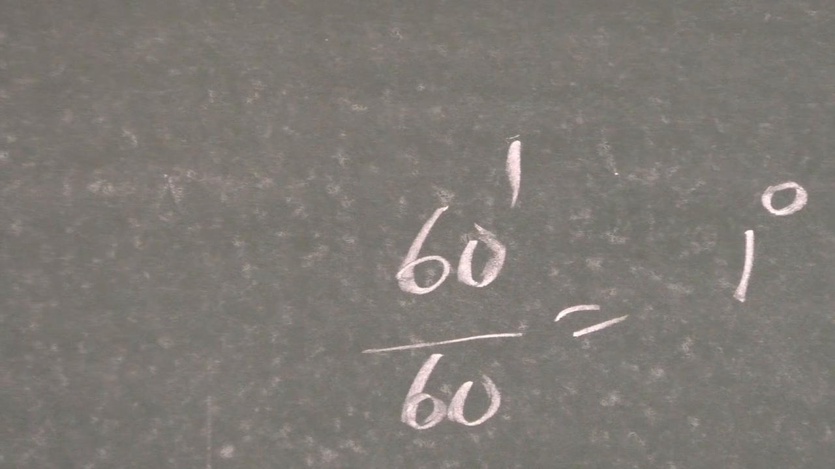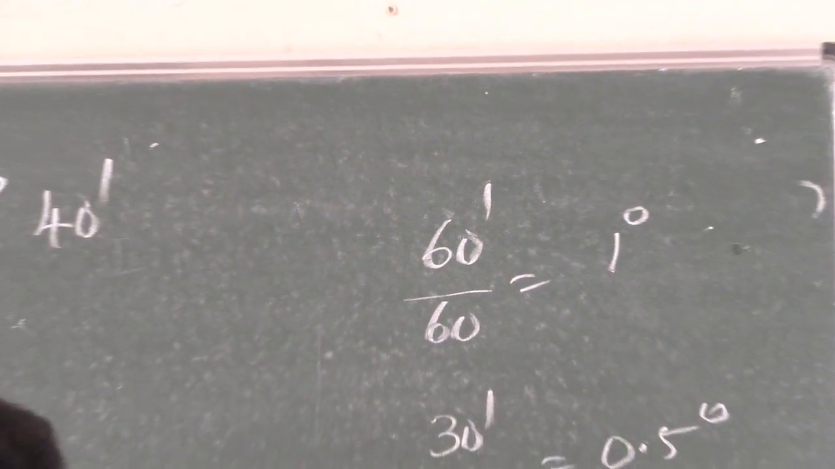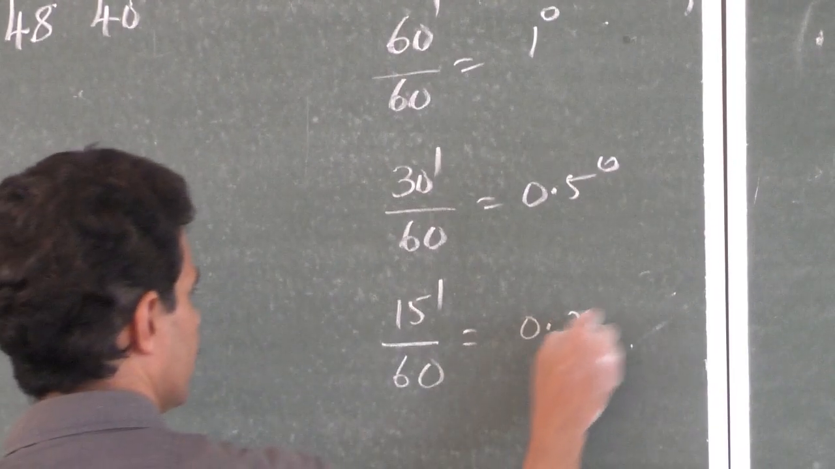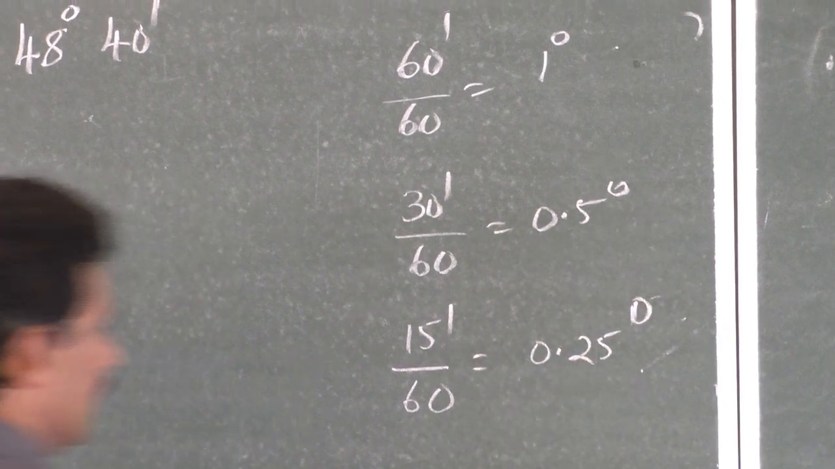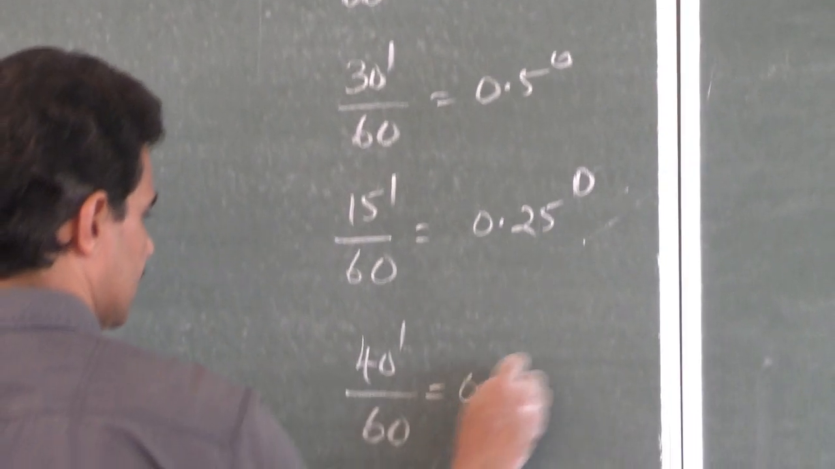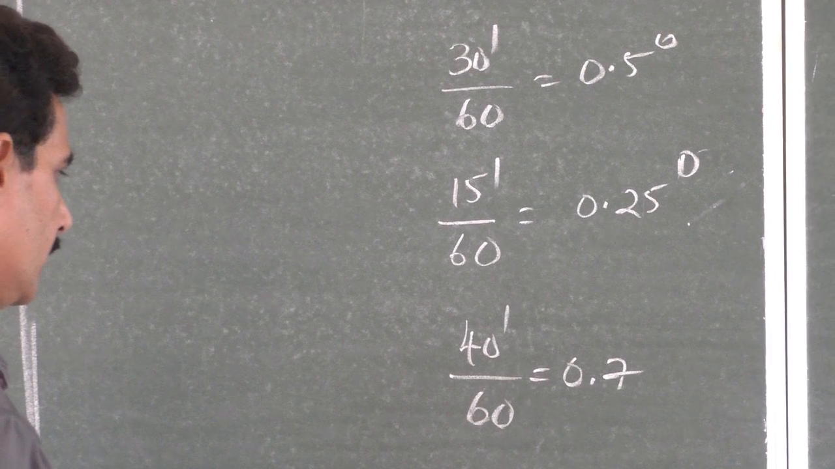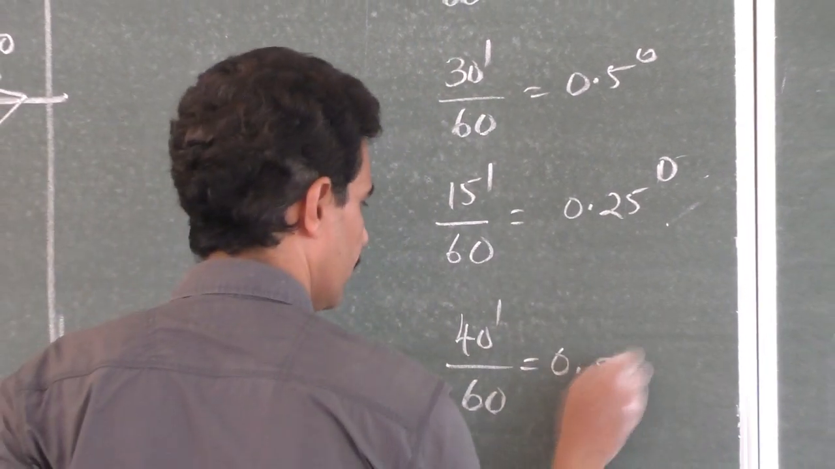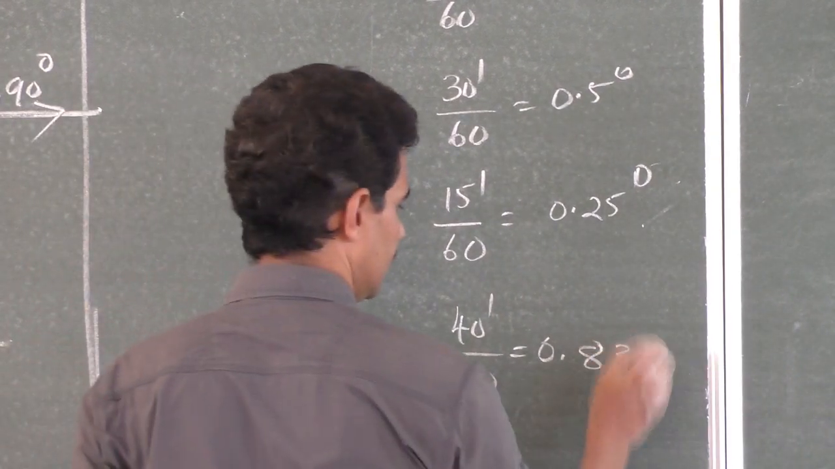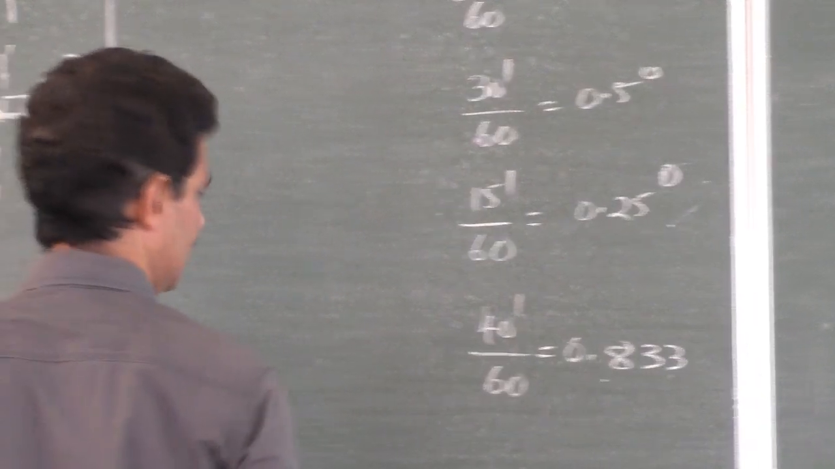30 minutes, divide by 60, it is 0.5 degree. If you have 15 minutes, it is 1/4 of the 60, right? Divide by 60, it is 0.25 degree, sorry. Now what is 40 minutes, divide by 60, what is this? 6 7s are 42, 8 remaining. 8s are 48, 2 remaining, 3 something, right? 0.833. So 0.8 I will take almost.